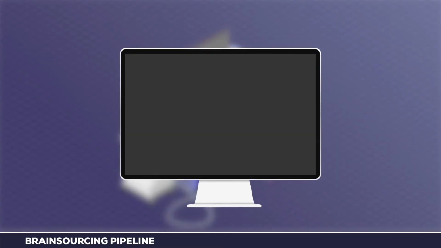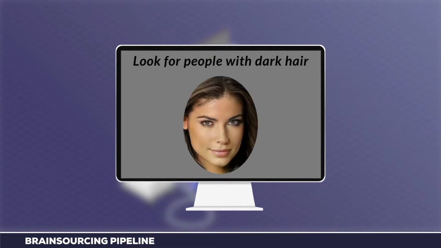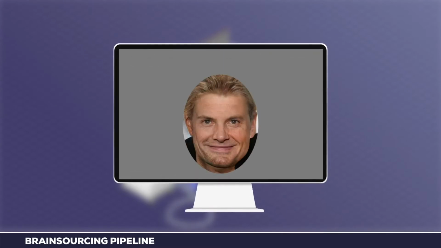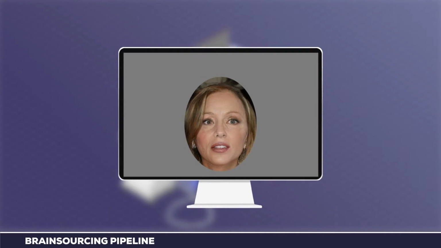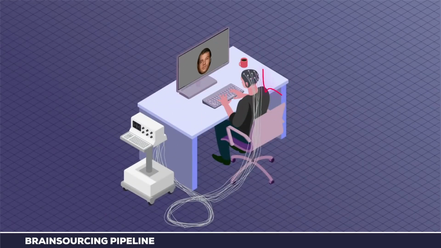They are then asked to complete a recognition task where they look for faces that match a certain description, such as having dark hair or a smile. The worker does not need to provide any explicit feedback. They simply sit back and observe as faces are presented to them on screen while their scalp voltages are recorded. In practice, it looks something like this.